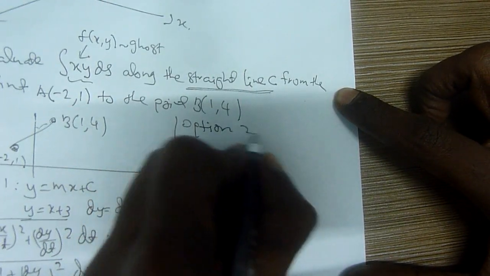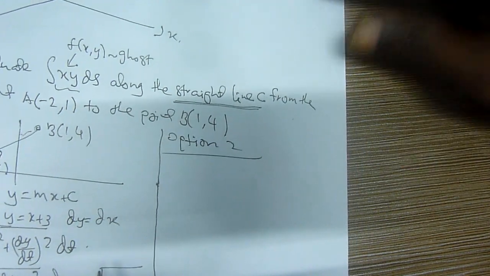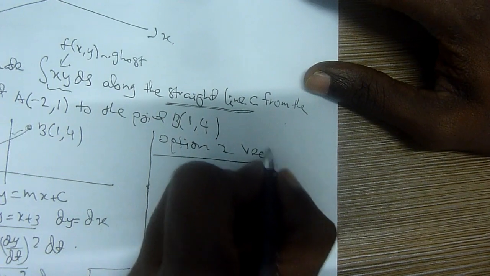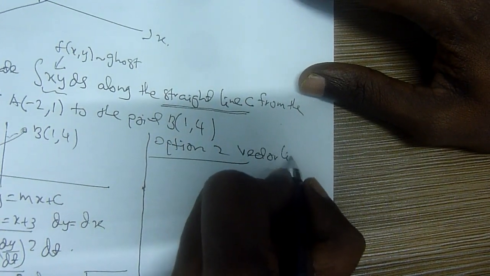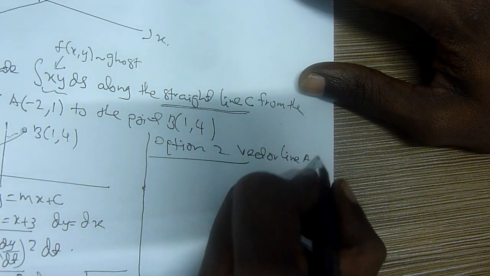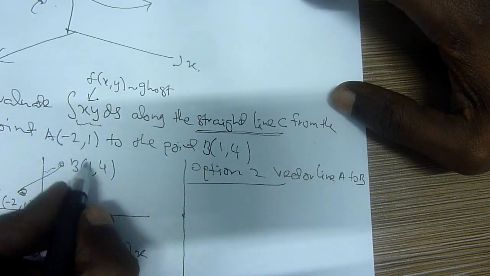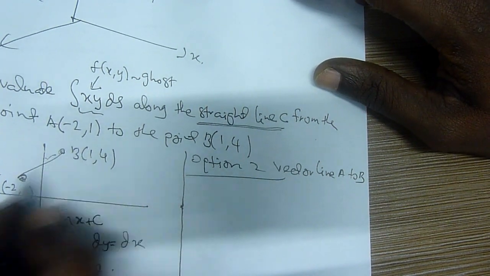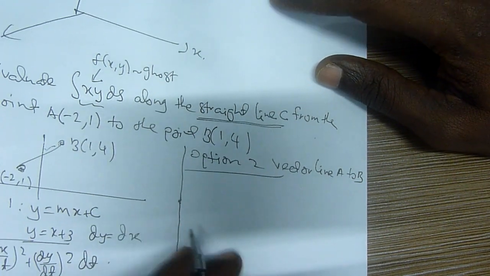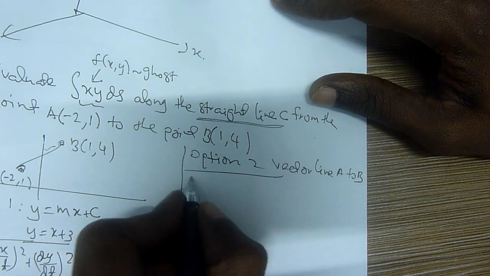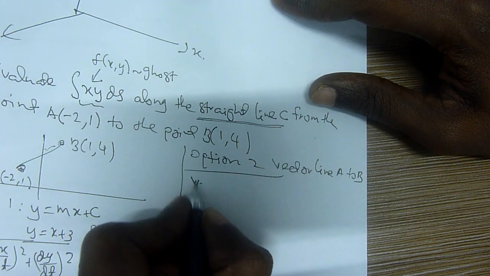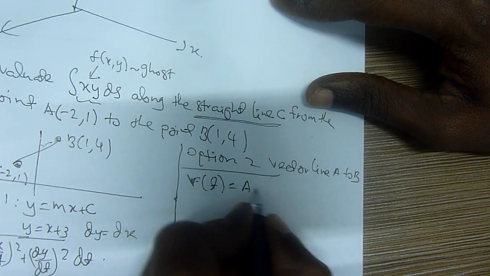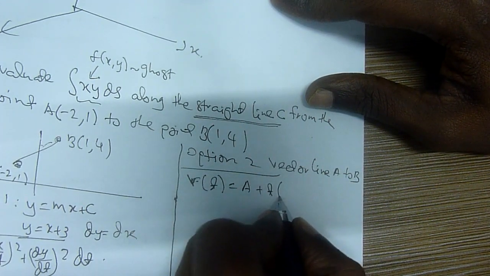Option 2. In option 2, we use a vector line from A to B. Is it A to B? We don't know. Is it moving up or moving down? But still we wanted to use a vector here, r(t), therefore I use A since it's a straight line.